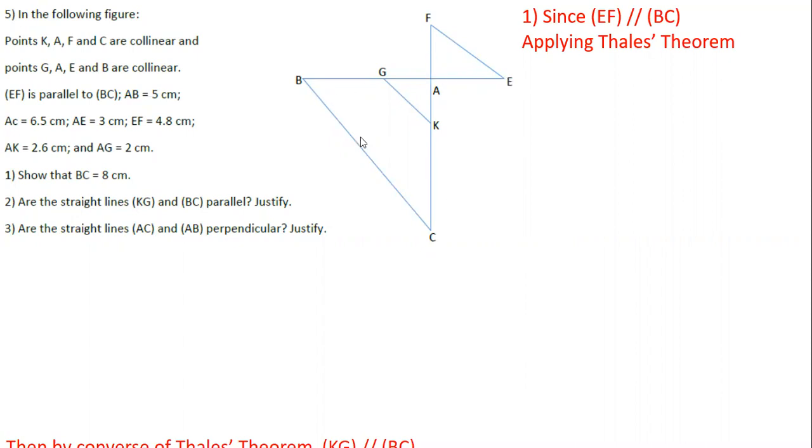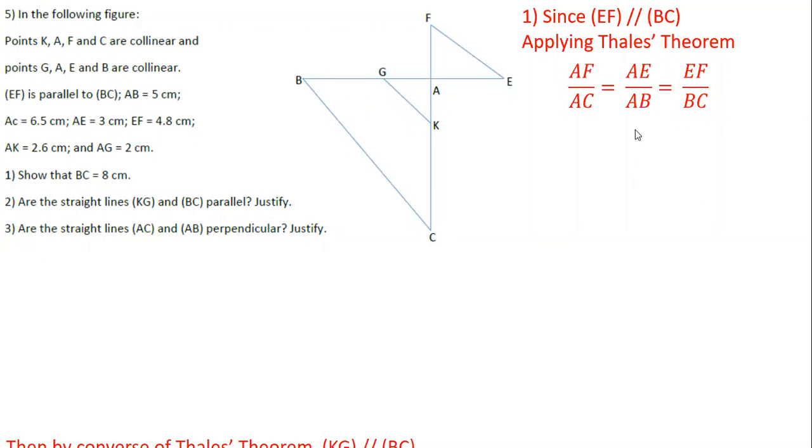Whenever you are given two intersecting sides, Reem, and you have two triangles, one downward and one upward, it's easy. Take the first side in the first triangle over the first side in the second triangle, and so on. So this is how we apply Thales theorem. I should get the value of BC.